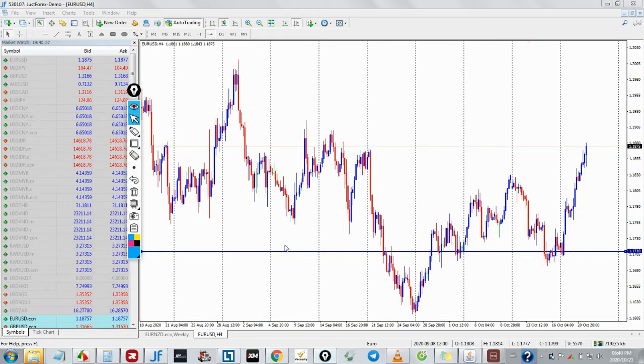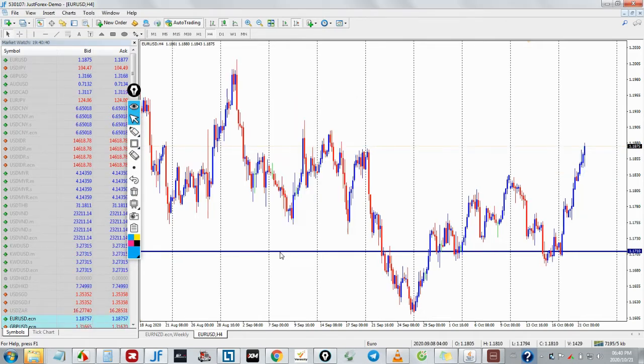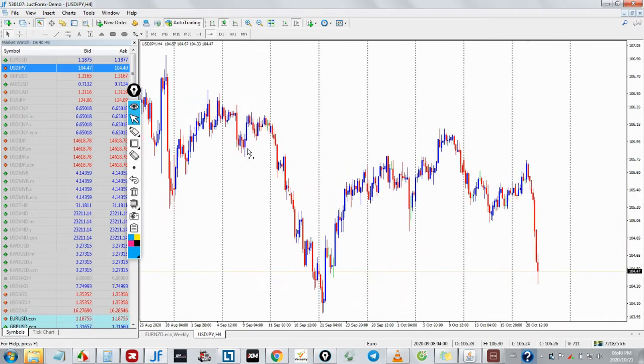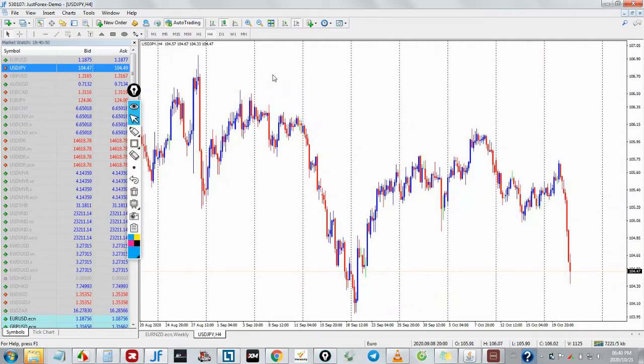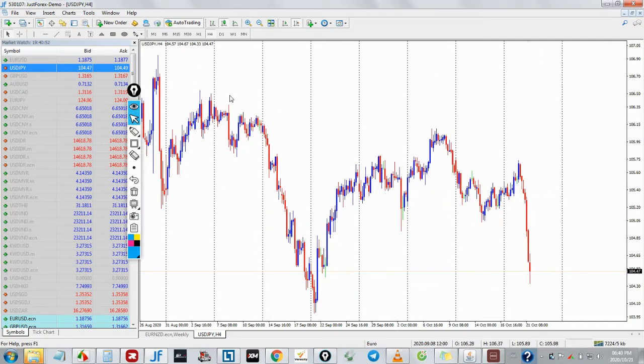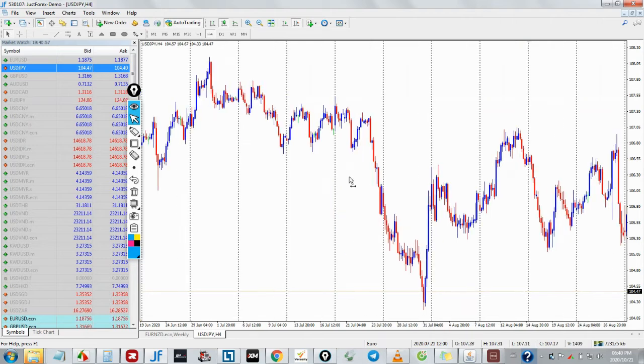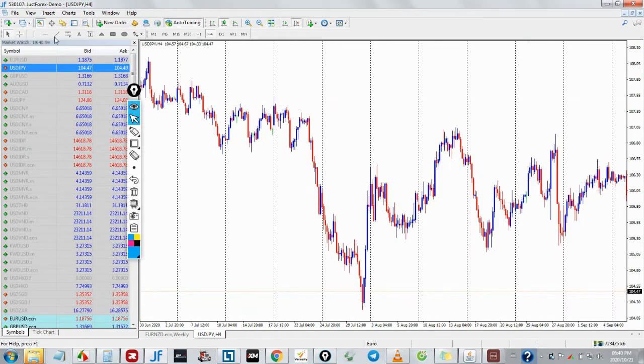So let me go to the last chart, because I want to make this video shorter and shorter. So let's look for another manipulation here. Can we find one? Yeah, I think there is one here. Look here. What do you see?